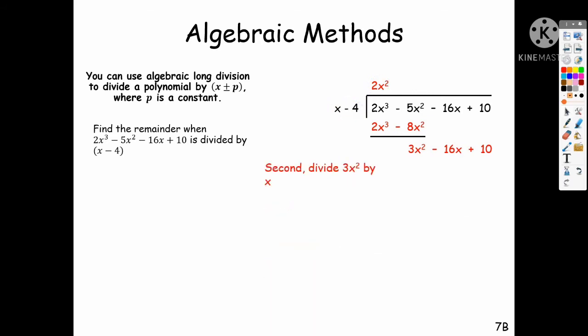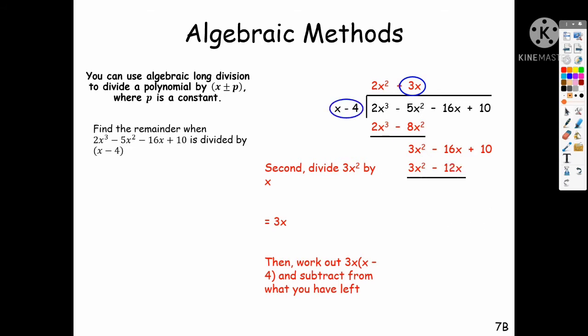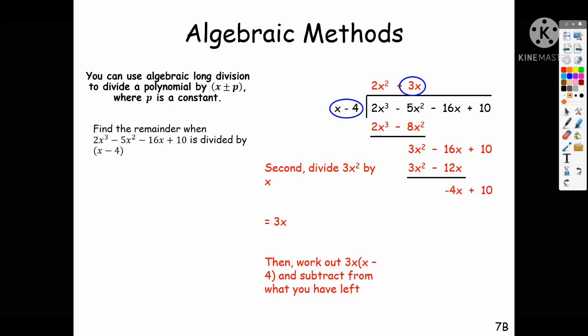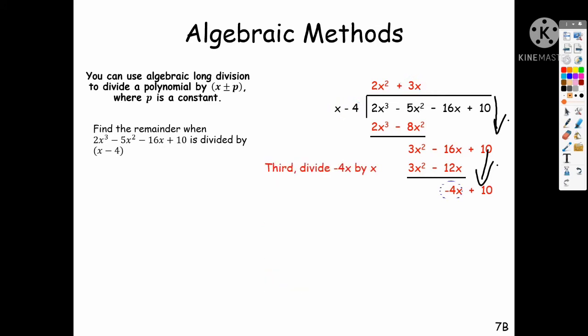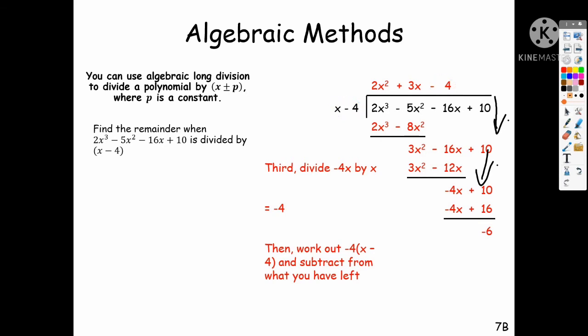And we do 3x squared by the x, and we get ourselves 3x. Then we do 3x lots of x minus 4, which is 3x squared, take 12x, yeah. So we get minus 4x, and I bring the next term down. You must, and this is necessary, you must bring that next term down that's left over. If you don't, you can cost yourself a mark easily. Minus 4x by the x, we get minus 4. And minus 4, lots of x minus 4, is minus 4x plus 16. And we end up with minus 6.